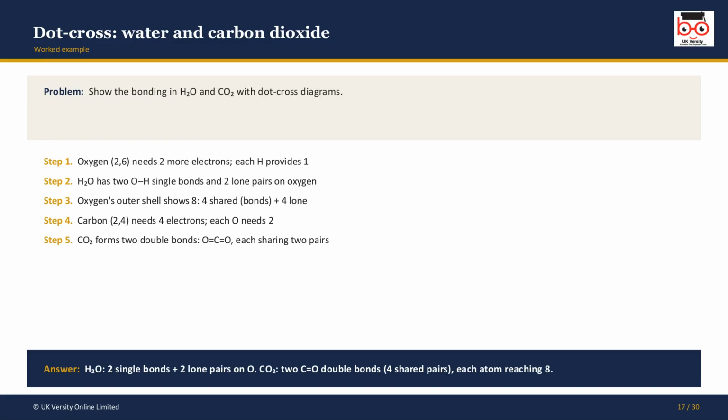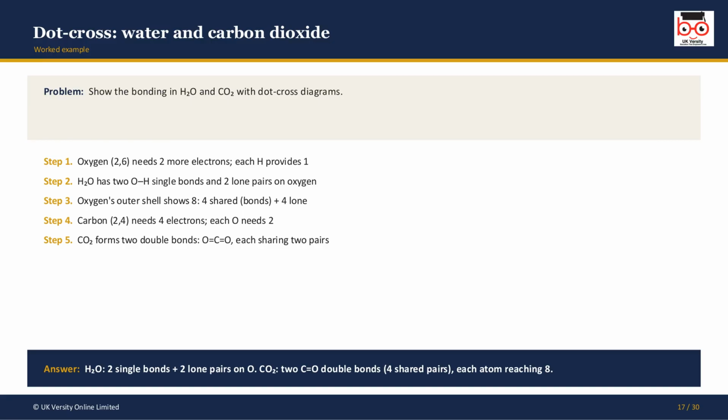Now water and carbon dioxide. Oxygen is 2, 6, so it needs two more electrons, and each hydrogen provides one. Water, therefore, has two oxygen-hydrogen single bonds, plus two lone pairs left on the oxygen. Oxygen's outer shell shows 8, 4 shared in bonds, and 4 in lone pairs.